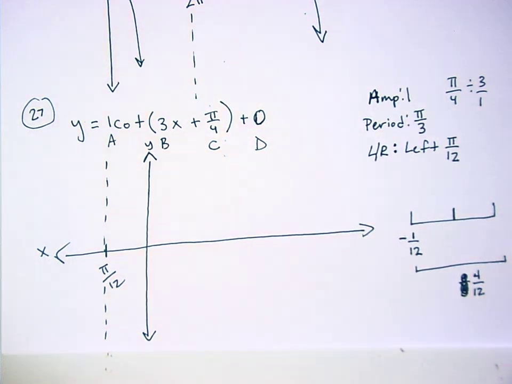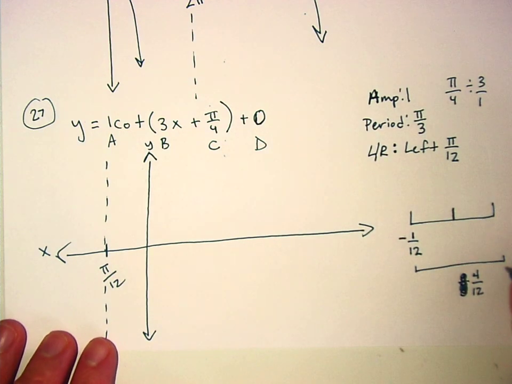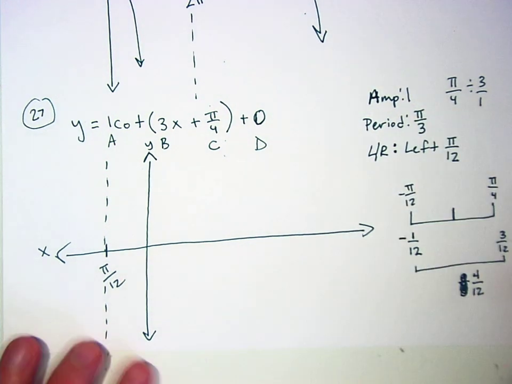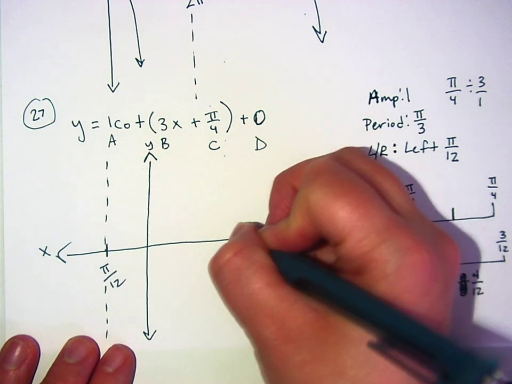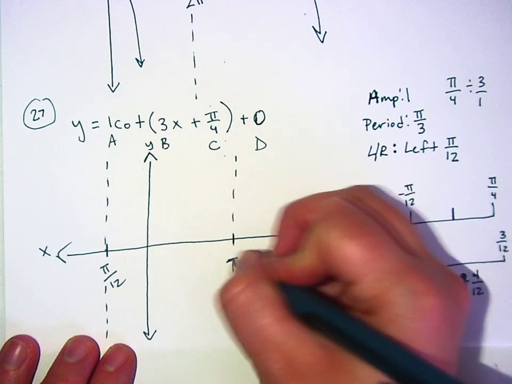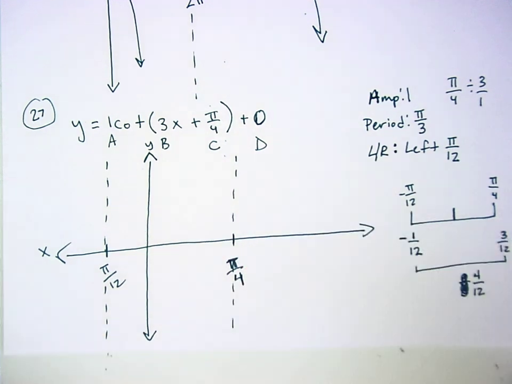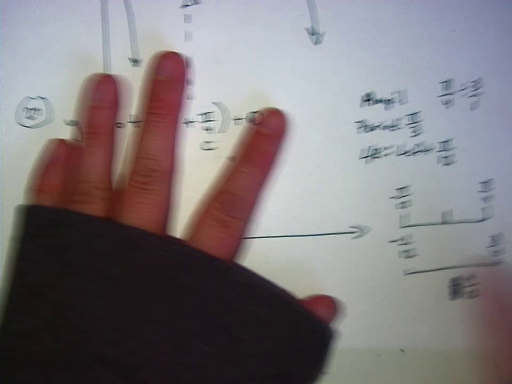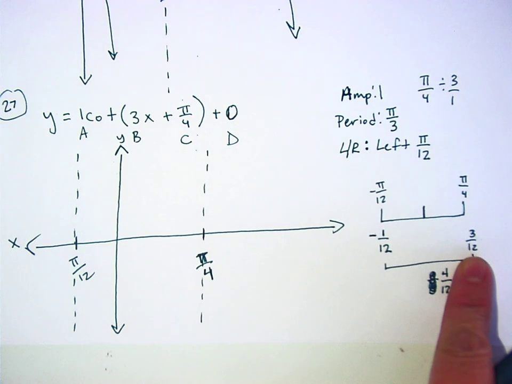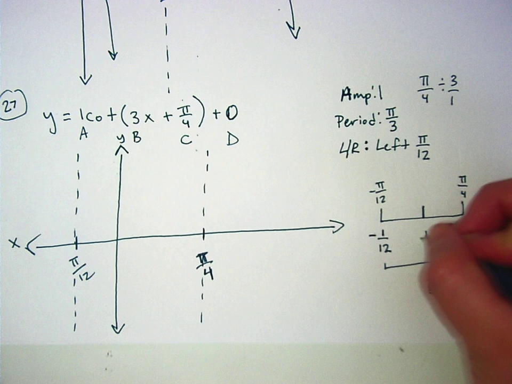So what's negative 1/12 plus 4/12? 3/12, same thing as 1/4, right? I'll call this pi over 4 over here. That's where it's going to end. This is negative pi over 12. So pi over 4 is the other asymptote. That's where it's going to end. Okay, and what's our halfway point? What's halfway between negative 1/12 and 3/12? 1/12 or pi over 12.